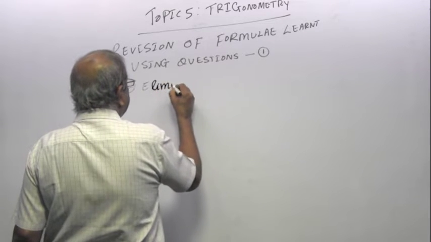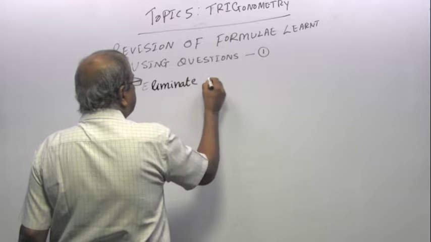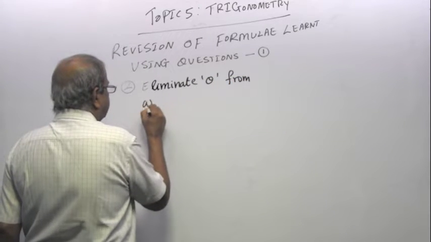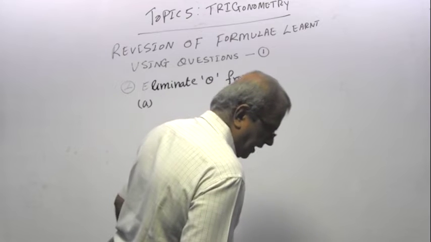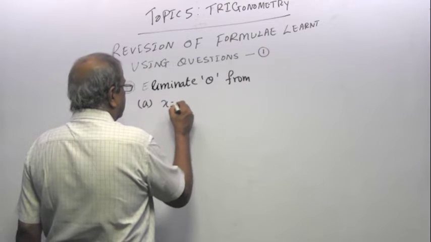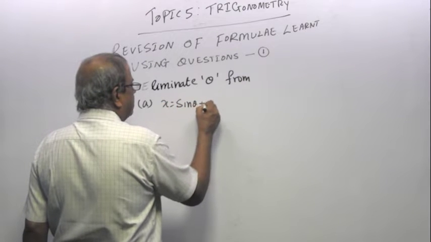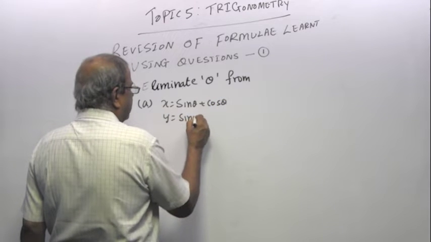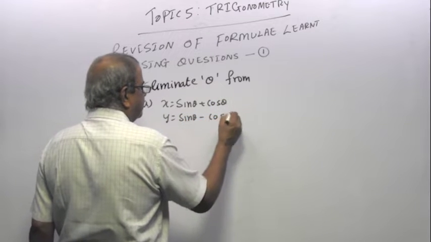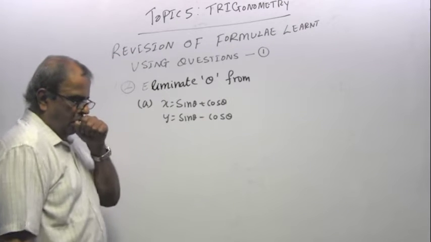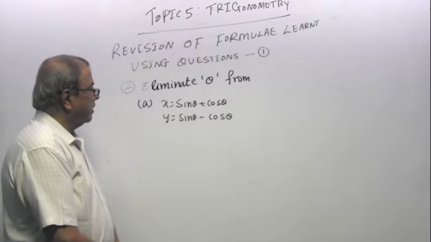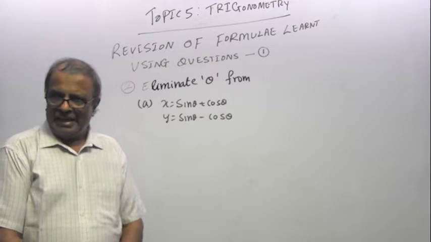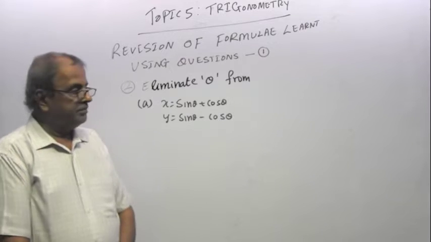Eliminate theta from part A. x equal to sine theta plus cos theta, y equal to sine theta minus cos theta. That means I want a relation between x and y without a theta.